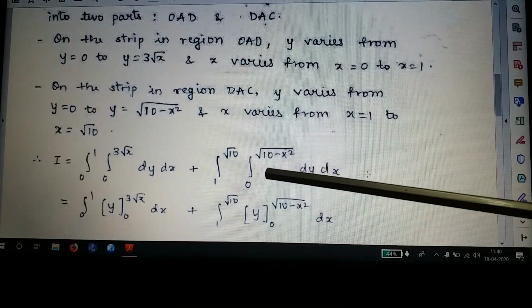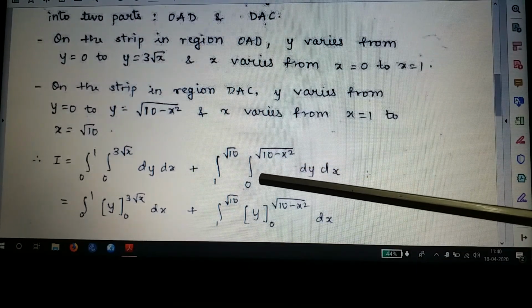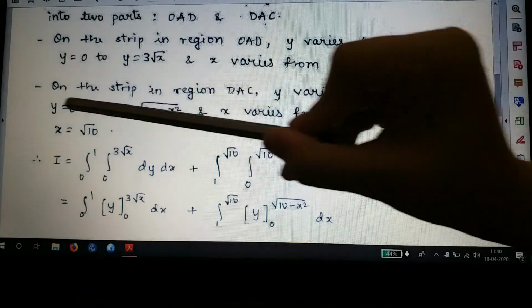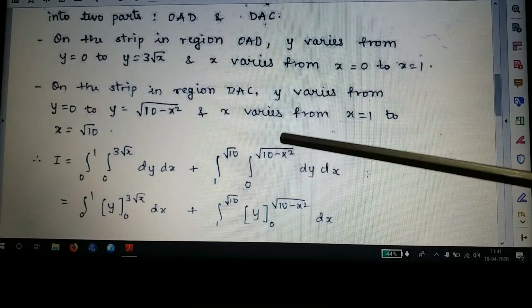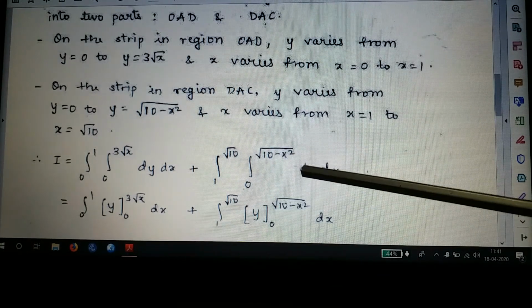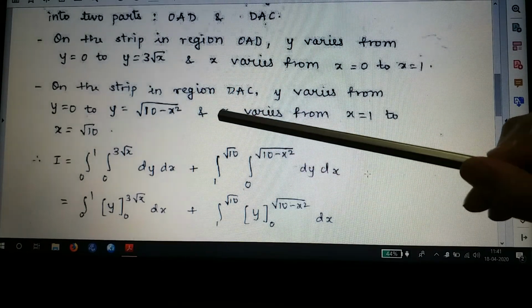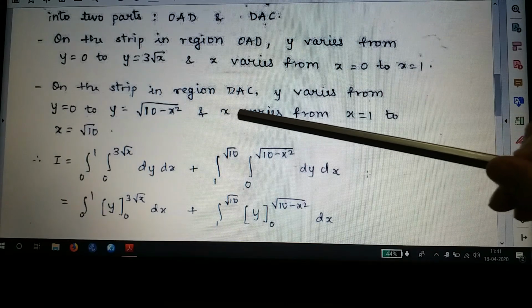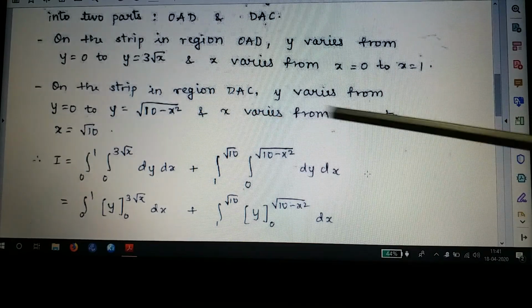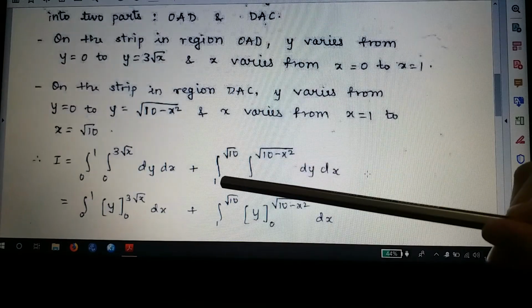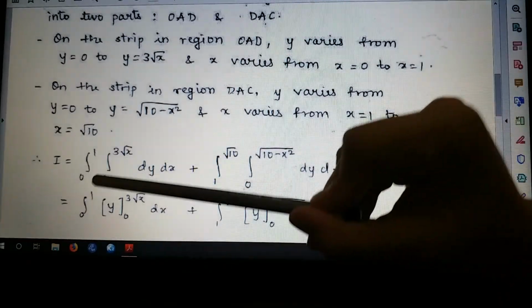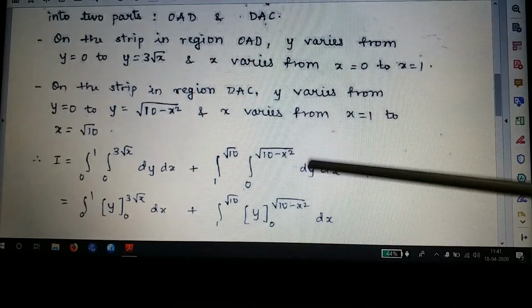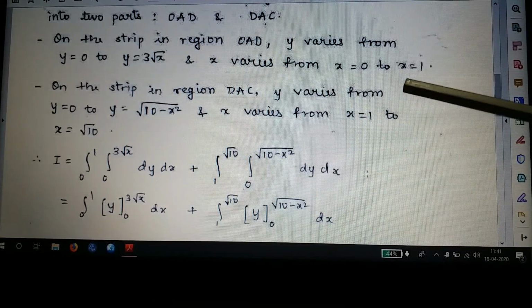Then we'll write the second integral for the second region. In the second region, y goes from 0 to root of 10 minus x square. So these are the limits for y. So we write dy first. Then the outer limit will have limits for x, which is going from 1 to root 10. So x goes from 1 to root 10 and we have dx here. So with this we are done with the change of order of integration.